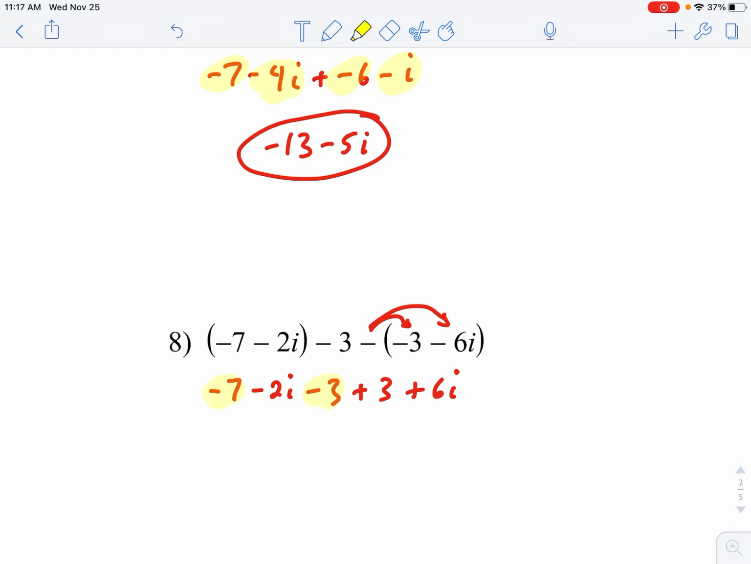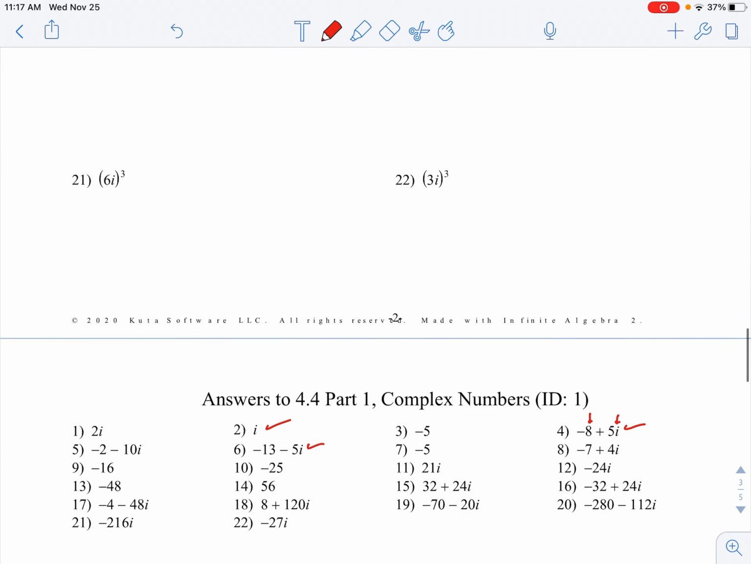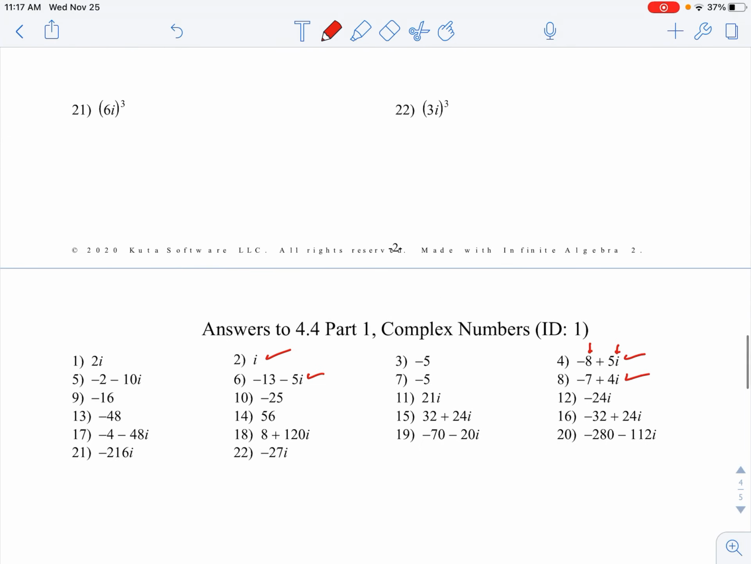Negative 7 minus 3 is negative 10, plus 3 is negative 7. And then negative 2i plus 6i. Negative 2 plus 6 is positive 4i. Again, treat i like a variable. Do basic math. There it is.